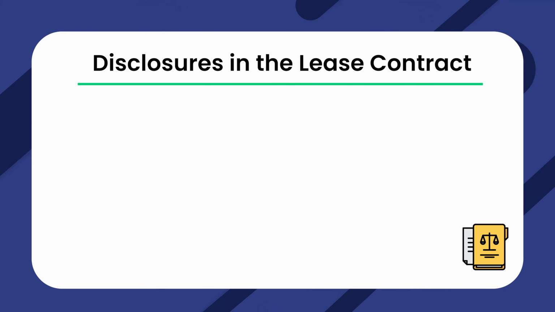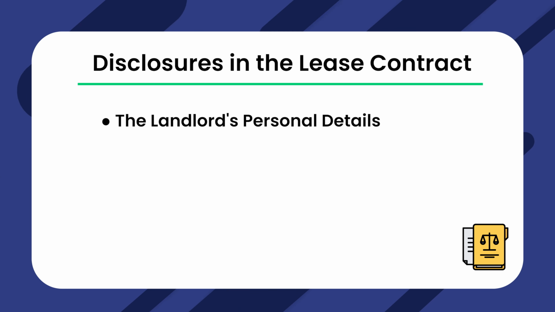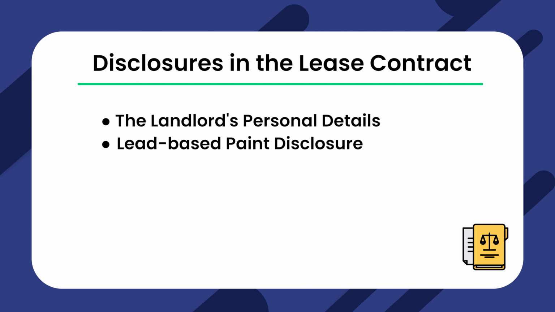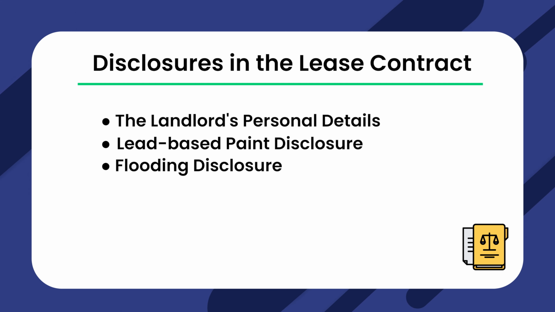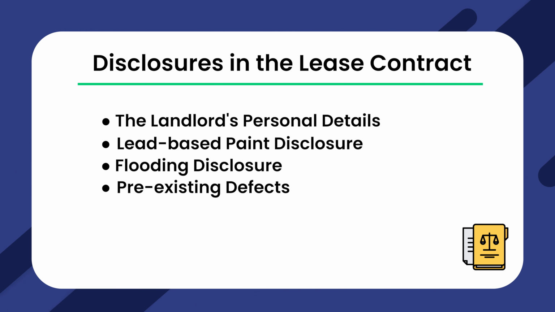According to rental laws, Georgia landlords must make certain disclosures in the lease contract. Here is a summary of these disclosures. The landlord's personal details: provide your name, address, and contact information for legal notices. Lead-based paint disclosure: if your rental property was built before 1978, you must disclose potential risks of exposure to lead-based paint. Flooding disclosure: if the property has been flooded 3 times in the last 5 years, disclose any flooding hazards associated with the lease. Pre-existing defects.